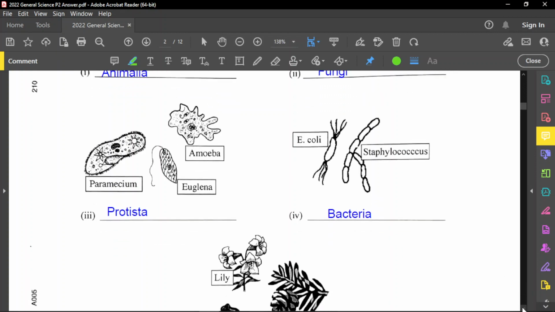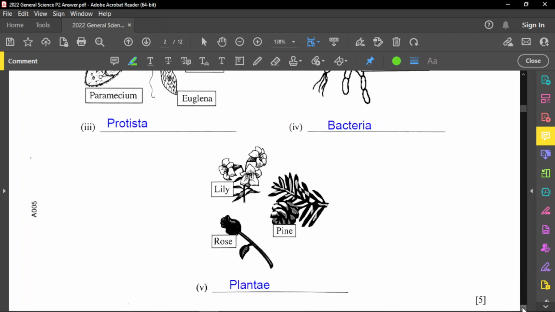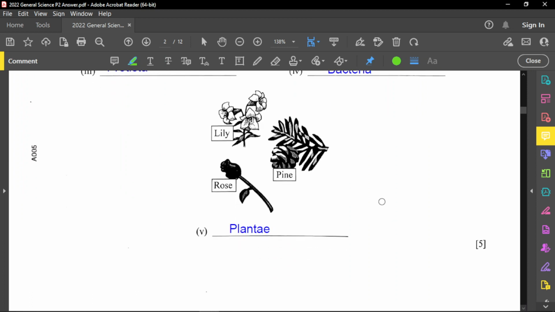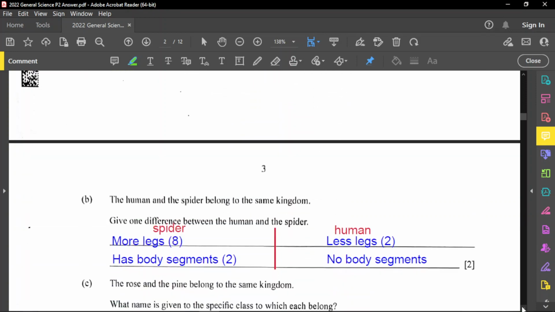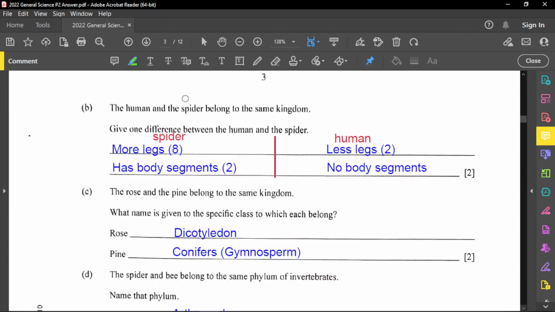Now, for the last kingdom here, we have lily, rose, and pine, and they're all plants, so they belong to the kingdom plantae. If you put plants, you will still get your mark. All right, so they are plantae kingdom. All right, so part B, it said the human and the spider belong to the same kingdom because they're animals. It said give one difference between the human and the spider.